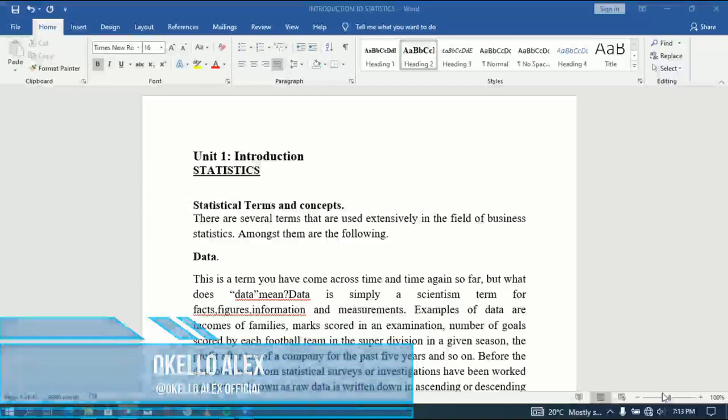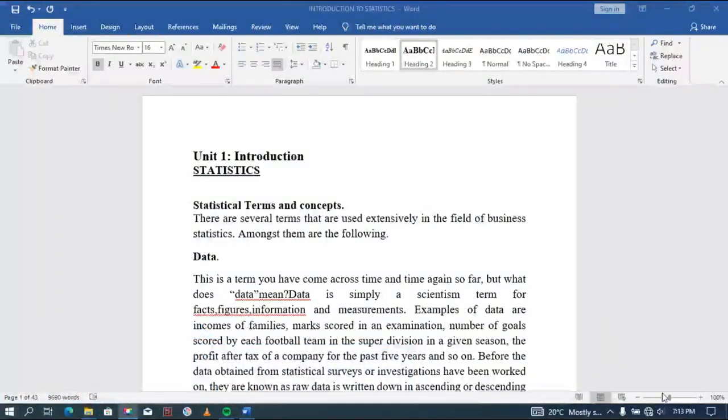We are back today to see how we can progress with our lecture. Last time we looked at the course outline concerning what we shall cover in the course of our learning. So today we want to begin with the introductory part on statistics, and from there we shall see the way forward.